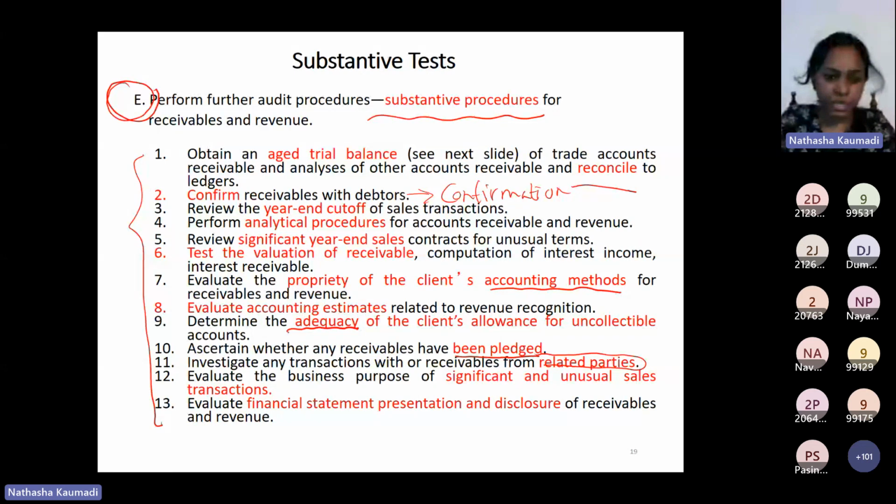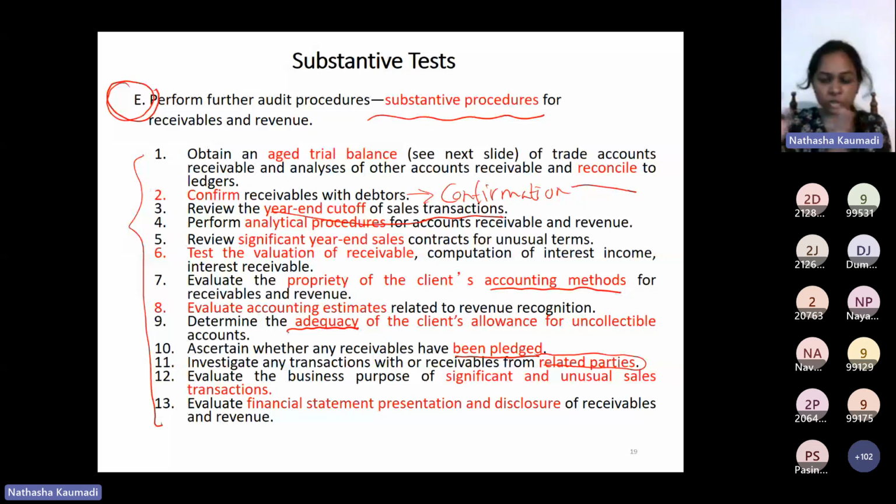And look at this as well, when you check cutoff, review the year end cutoff of sales transactions. When you check cutoff, that means you check one invoice. Let's say at the end of the year, you check the last 10 invoices for year 2022 and the first 10 invoices for year 2023. Now, for the last 10 invoices of 2022, you check invoice wise. You check one invoice, check the date and check whether this invoice has been recorded in 2022 or 2023.